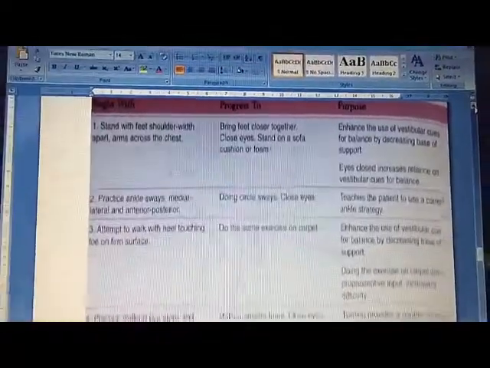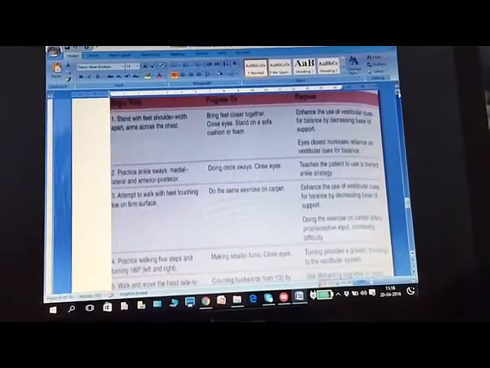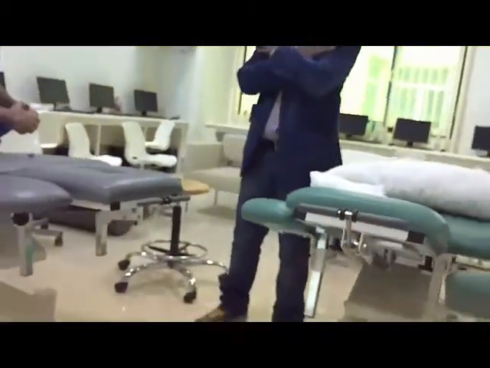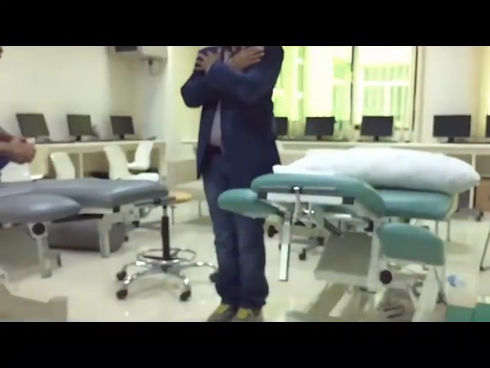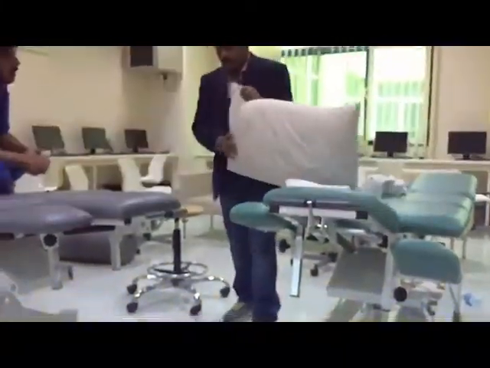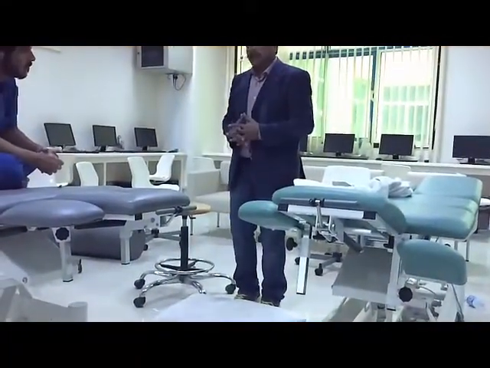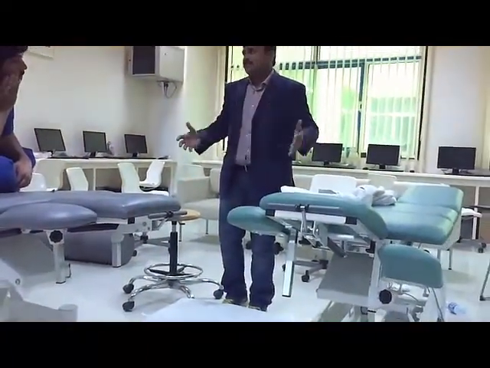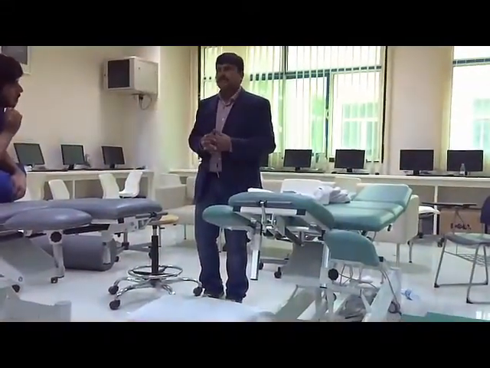First one is: stand with feet shoulder width apart, arms across the chest. See, this is shoulder width apart, with arms across the chest. Then bring the feet close together, close eyes, stand on a sofa or cushion. This is a cushion. You can stand on the cushion. This is the first one in postural stability exercises. It will enhance your vestibular cues. With eyes closed, you will rely more on vestibular.